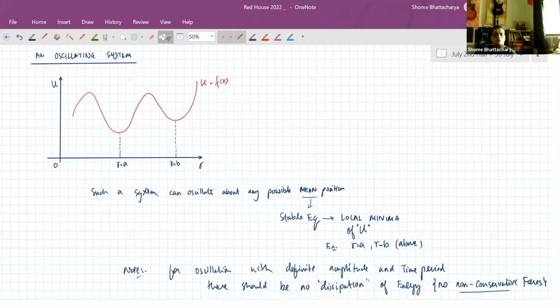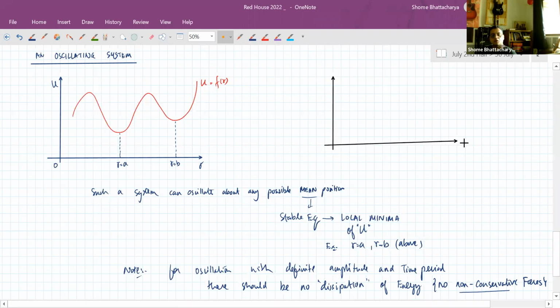So the same thing, if we want to analyze it in terms of force versus position, and by force here, it becomes an internal conservative force.